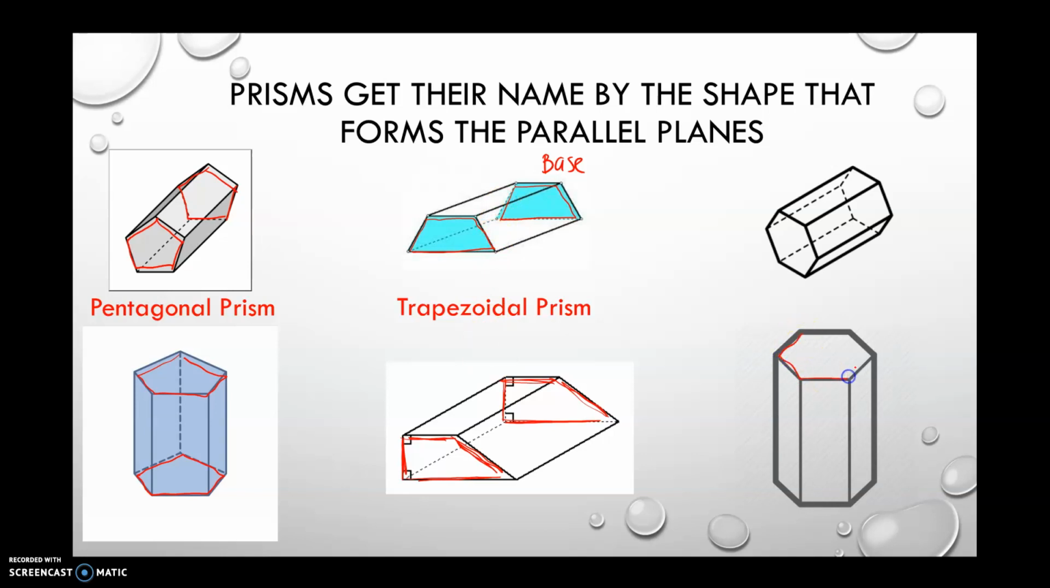So here is my side that's parallel to this one down here, even though you can't really see it. And same thing is true for this one. And how many sides does this shape have? That would be 6. 6 would be a hexagon, which means this is a hexagonal prism. So again, prisms get their name based on their base. And the base is the one that has to be parallel to another side, the same shape, and has to be parallel.